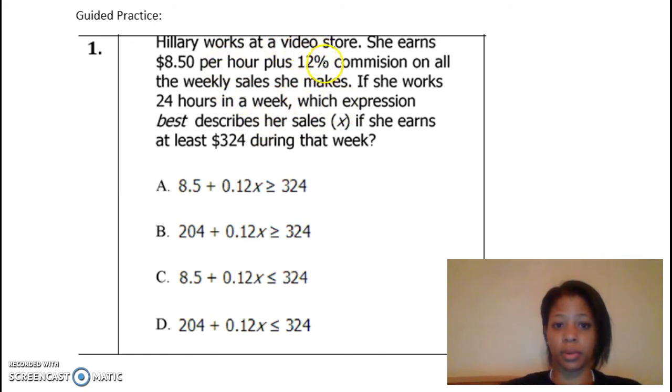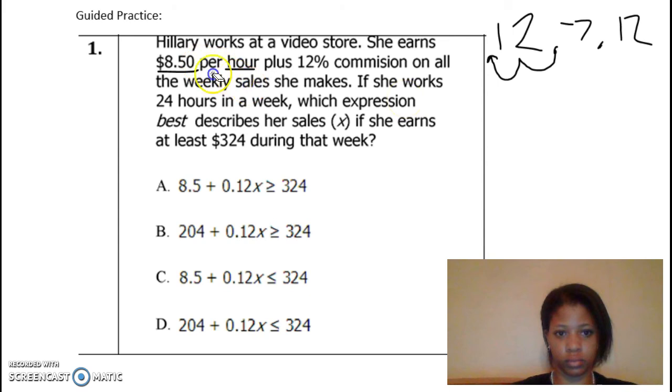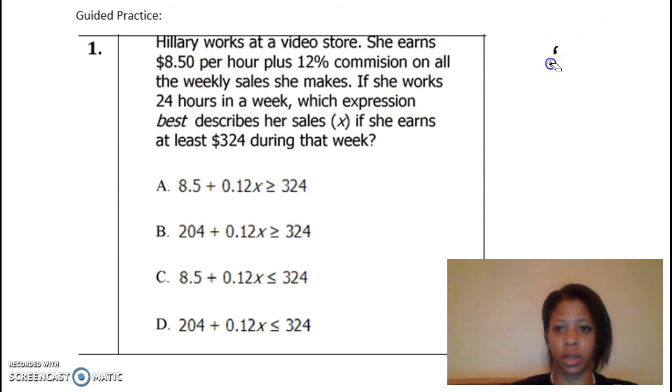Whenever you see a percentage, you're going to need to turn this into a decimal. Alright, so we have to turn the 12 into a decimal. The way that we do that is we start with our regular number. I have 12. Right now my decimal point is after the 12. So if I'm turning this percentage into a decimal, I'm moving it left 2 spaces, right? So now it becomes 0.12.